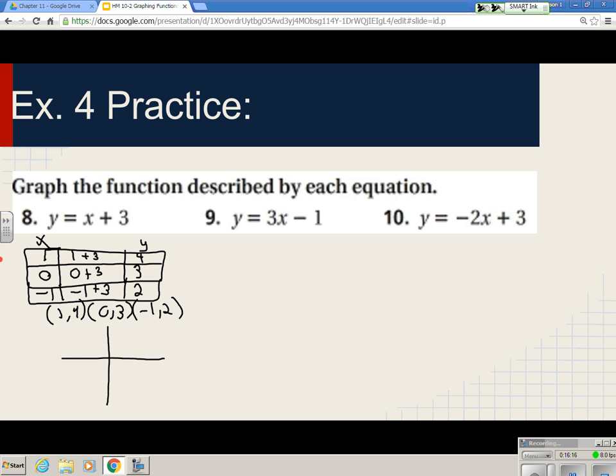So I'll make my little graph. 1, 2, 3, 4, 1, 2, 3, 4, 1, 2, 3, 4, 1, 2, 3, 4. And now I just got to graph them. So we go over 1, up 4. That's our first, actually I'll do a different color. That's our first ordered pair. 0, up 3 is our second ordered pair. And negative 1, up 2 is our third. And then all I got to do is draw a line. Little arrows, and I'm done. Okay? Go ahead and do 9 and 10 on your own, and then come back and I'll show you the answers.